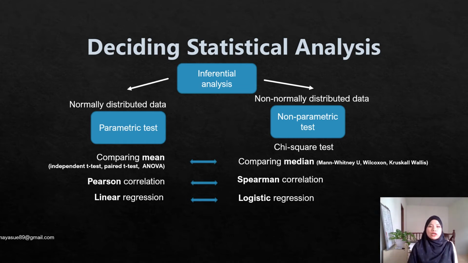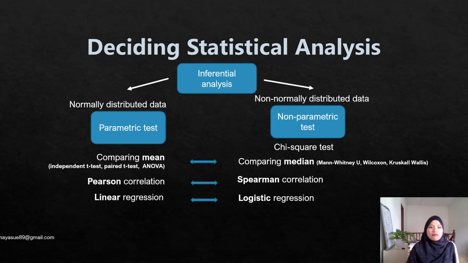Okay, so for parametric tests, usually we would like to compare means, because it's a continuous variable, right? So we would like to compare between groups. If you have two groups, it can be an independent t-test. If you have more than two groups, it can be one-way ANOVA. Between two groups or two time points, we can do a paired t-test. If it's the same people but you measure twice, it can be a paired t-test.